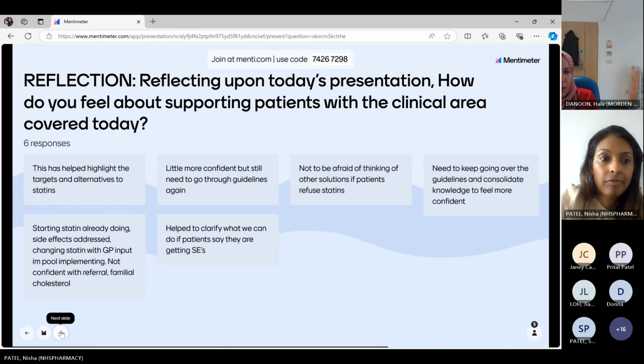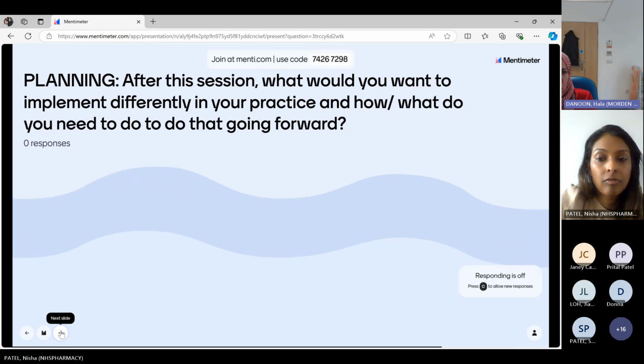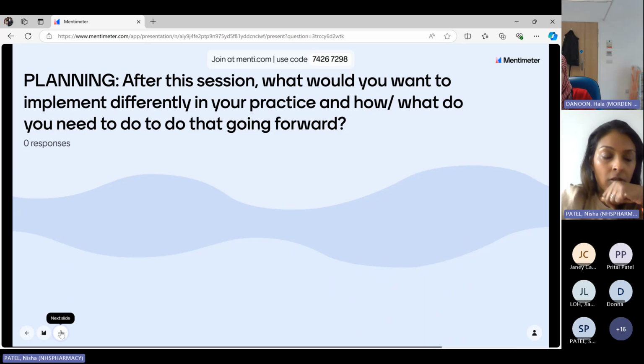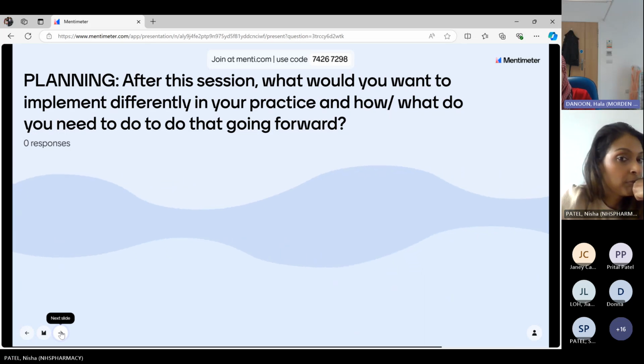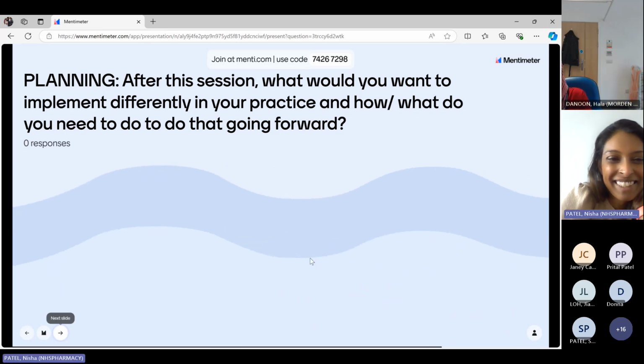Next slide, please. So after this session, what would you want to implement differently in your practice, and how would you do that? You need to do to go forward. There's a lot of do's in that last sentence, Nisha.